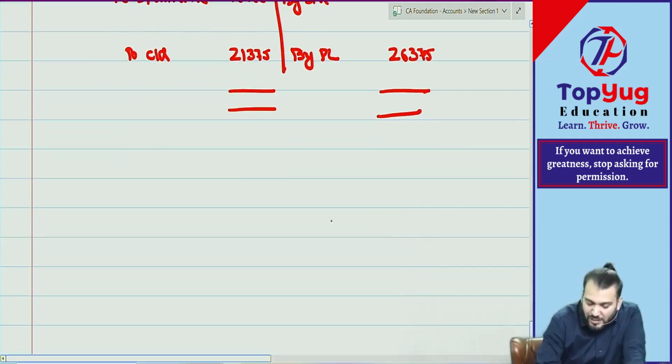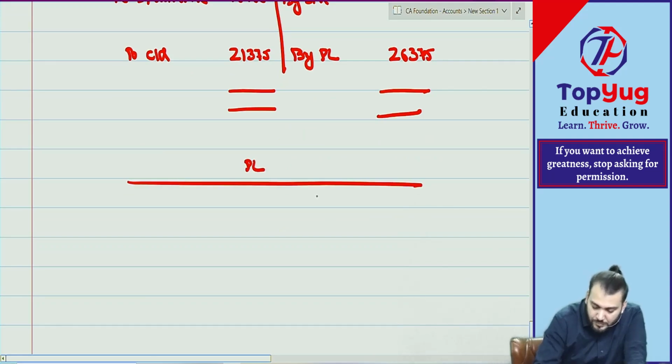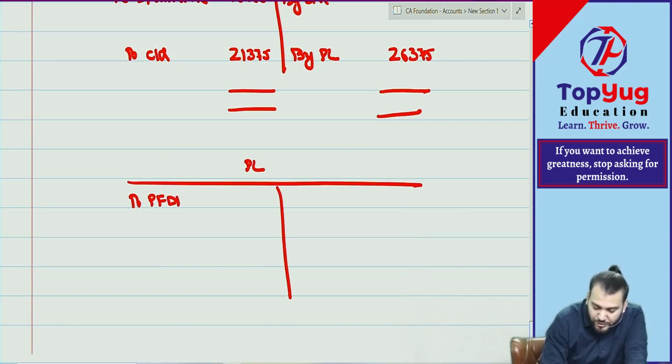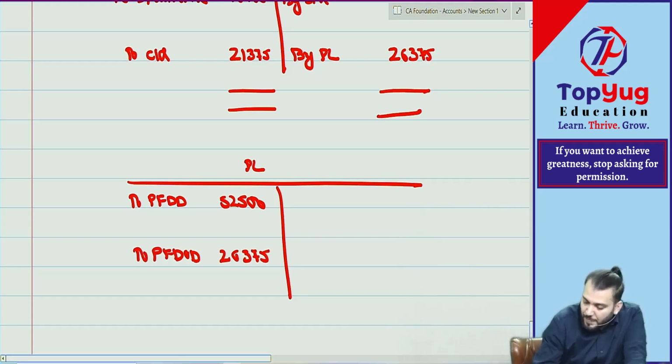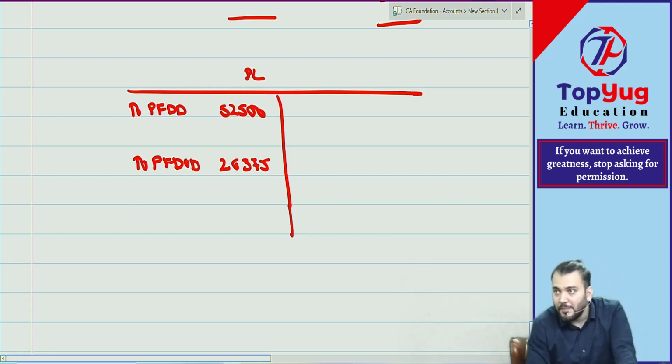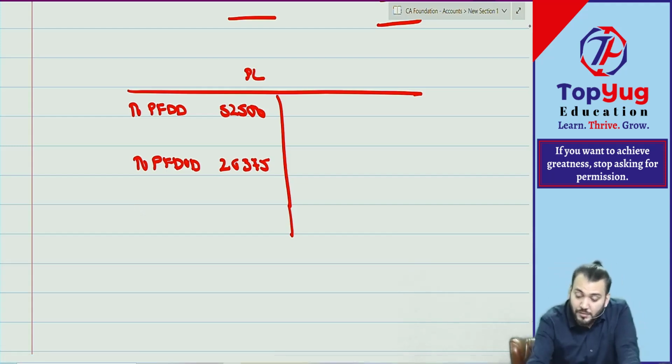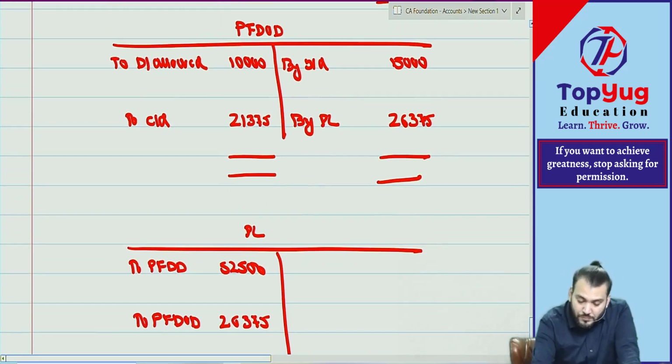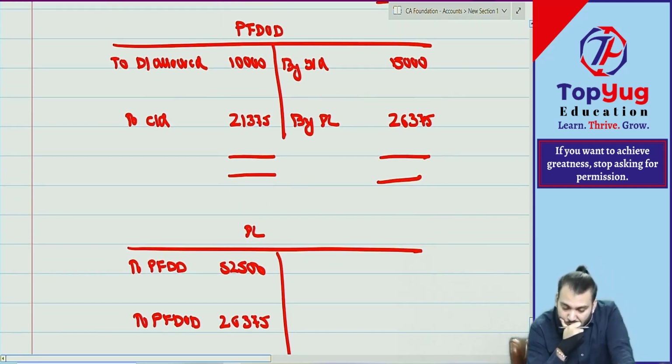Tell me how much will come in PL? To provision for doubtful debt, how much? 52,500. To provision for discount on debtor, how much bad debt will come? How much bad debt? Bad debt will, huh? Who has said this amount?